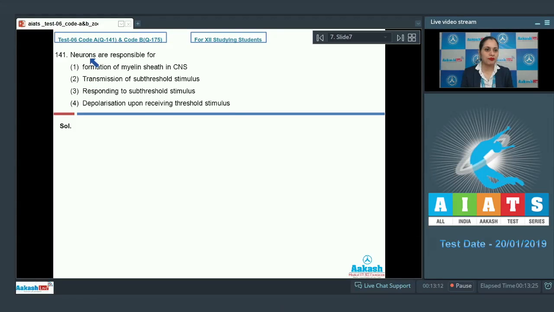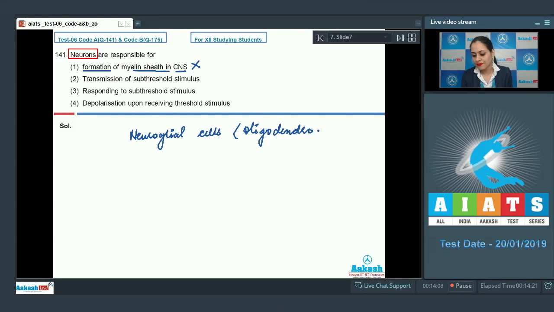Question number 141. Neurons are responsible for. Neurons, also known as nerve cells, are the structural and functional units of nervous system. And these are responsible for, the very first option given is formation of myelin sheath in CNS. And this is an incorrect option because in CNS the myelin sheath is formed by neuroglial cells and not by neurons. Neuroglial cells like oligodendrocytes.